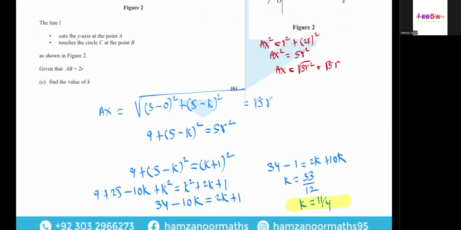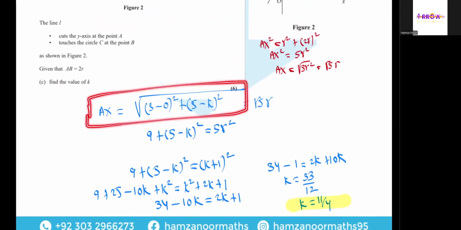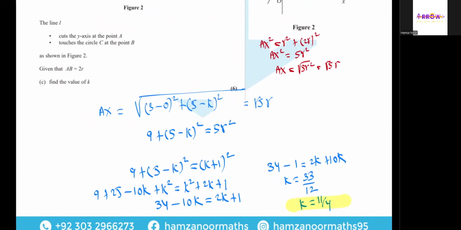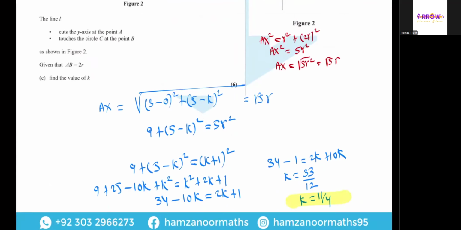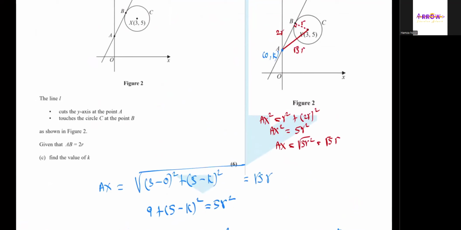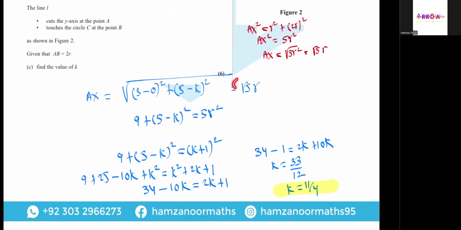So for that purpose, I have found an expression for the distance between point A and point X. Under root of (x2 minus x1) whole square plus (y2 minus y1) whole square. Point X is given to you as (3, 5). So under root of (3 minus 0) whole square plus (5 minus k) whole square. All right, and this will be equal to under root 5 into r. So we can just square both sides in order to remove the square roots. So I can say that 5r square is equal to this expression. Therefore, I am able to obtain another equation in terms of r and k.